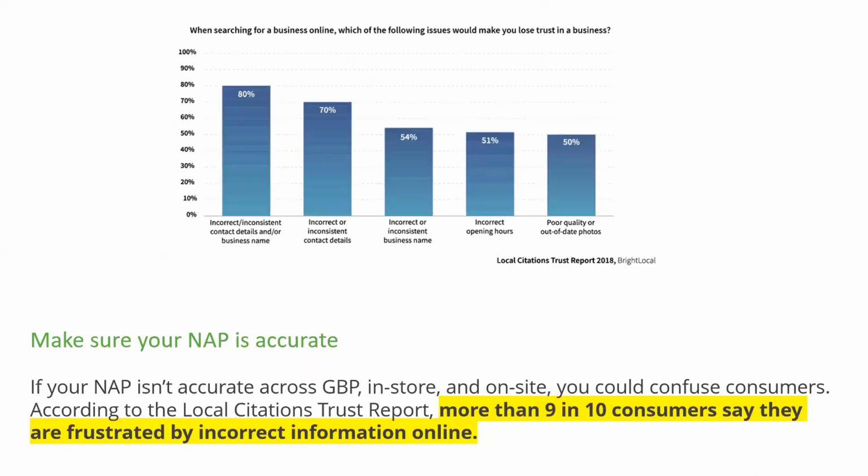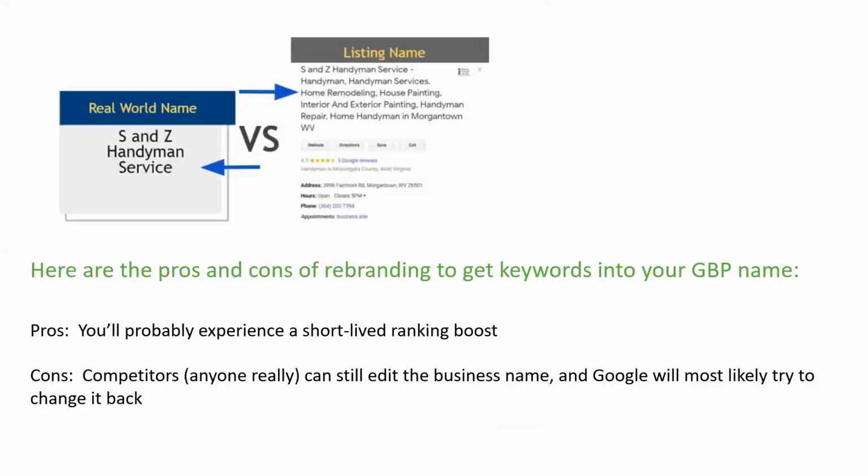It's really important that your NAP, that's your name, your address, and your phone number, matches your Google Business Profile listing, but also matches other citations. Those are business listings throughout the internet. We want to make sure that we have an exact match for accuracy.